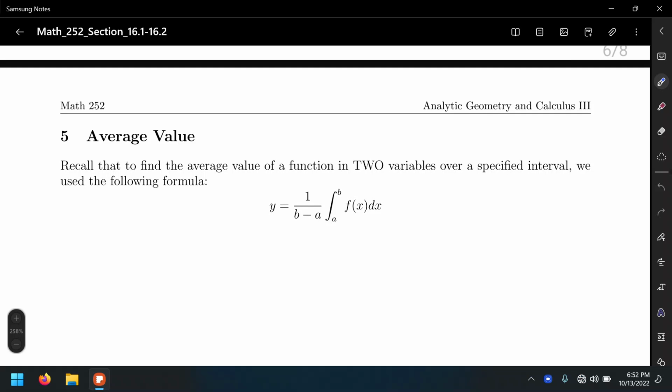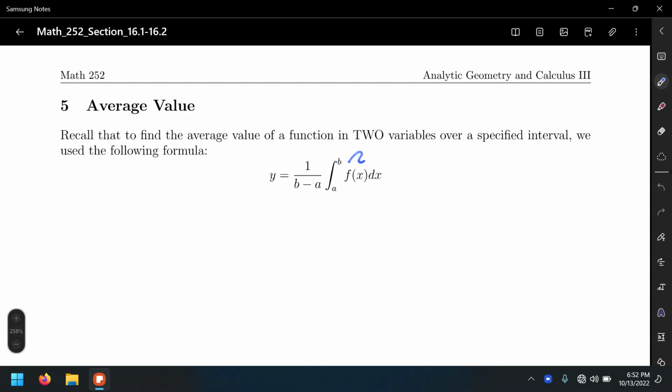So this time we're going to look at finding the average value, and this is something you learned back in Calculus 1. It's essentially finding the integral of the function between a and b, and then we'll divide by b minus a, which is the total distance of the interval. That's basically how we find the average: divide the number of elements by the total number of elements.